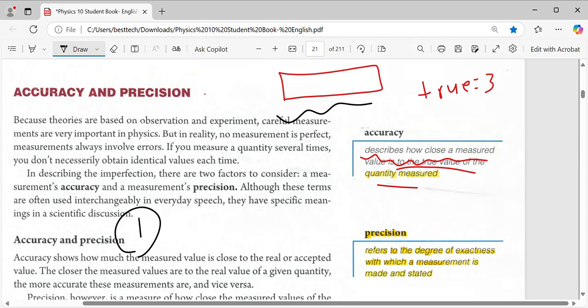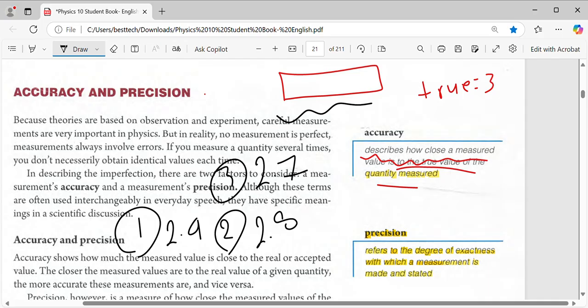The first time, I got the answer, for example, 2.9. The second one, again, I'd like to do it, is 2.8. The last one is 2.7. I got 3 answers.